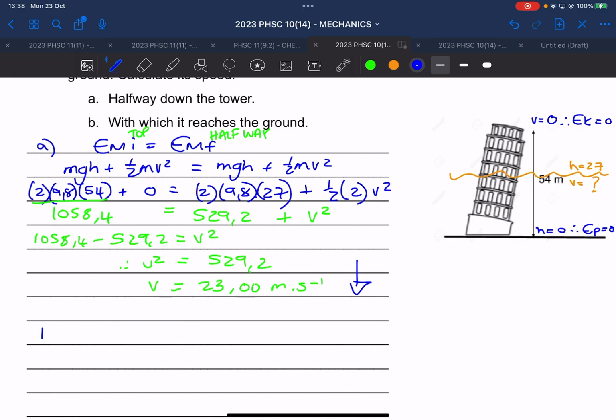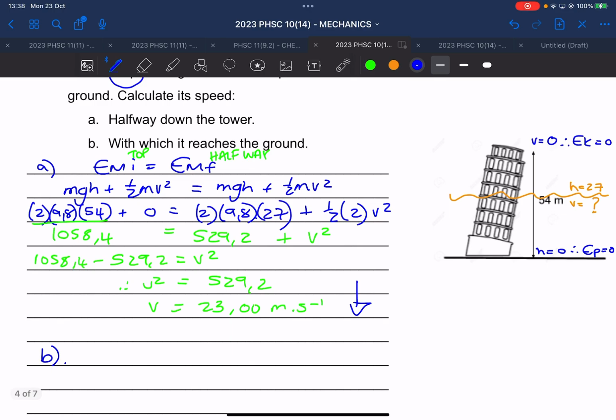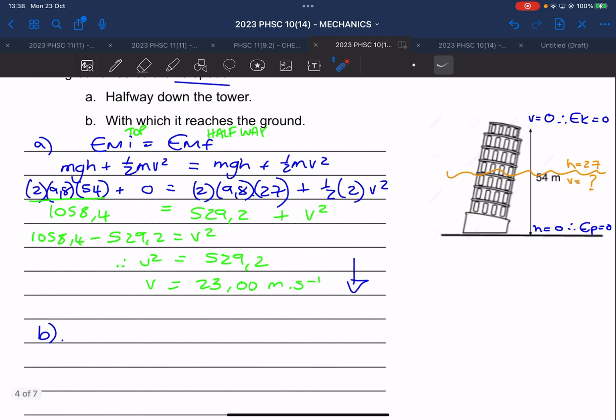Okay. B, they ask, calculate its speed. Now, speed is a scalar. A scalar does not need direction, but it's fine. We can give direction. Calculate the speed with which it reaches the ground. That speed there at the bottom. So now you have two choices. You can either compare the top with the bottom, or you can compare halfway with the bottom because you have all the information. I'm going to compare top and bottom because that's the least number of things that I need to fill in. So mechanical energy at the top is equal to the mechanical energy at the bottom.